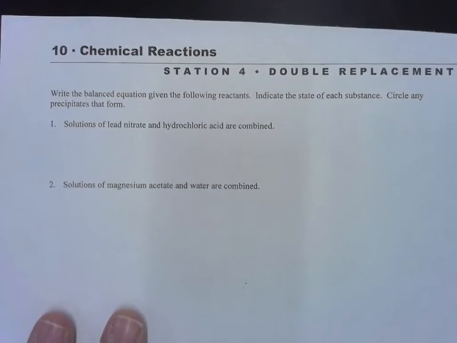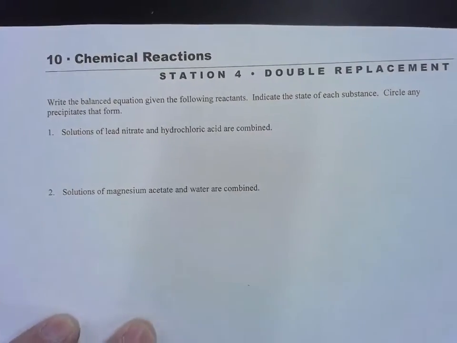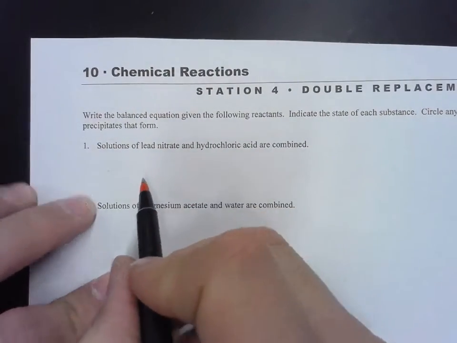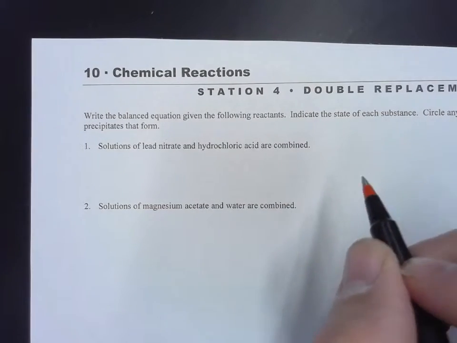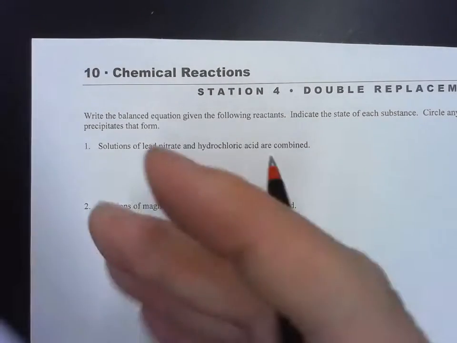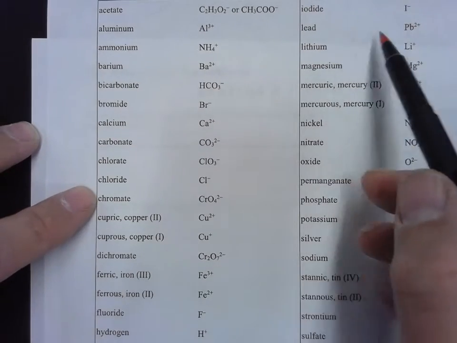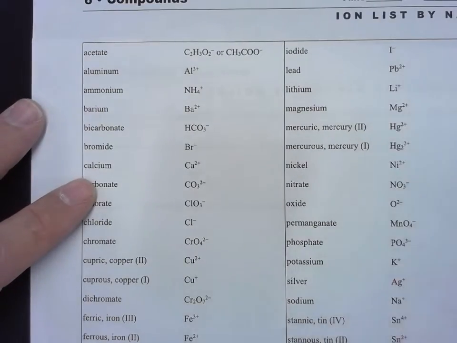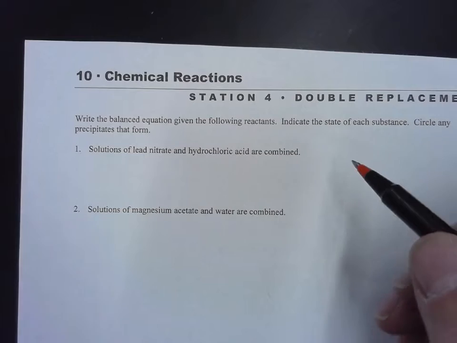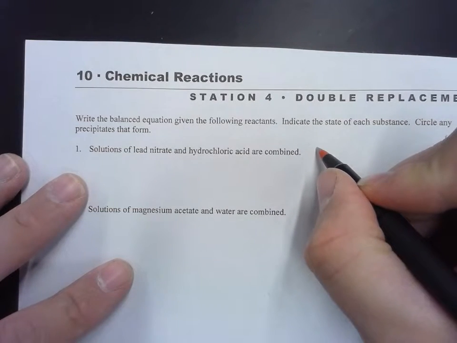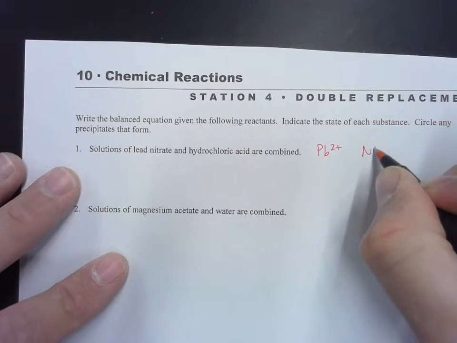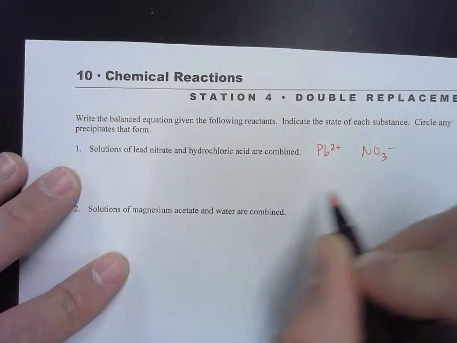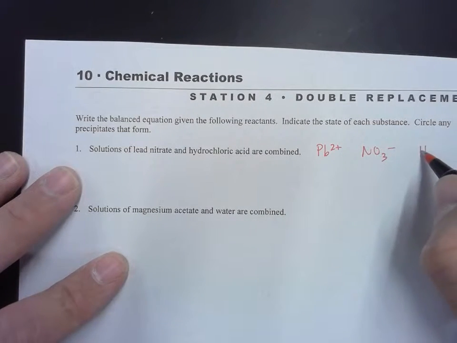Okay, station 4 is more of the same here. Solutions of lead nitrate and hydrochloric acid are combined. So lead nitrate. Let's see what we got for lead. Lead we're saying is a +2. And nitrate again is NO3-. So lead is Pb 2+, nitrate NO3-. And hydrochloric acid is just H+ and Cl-.